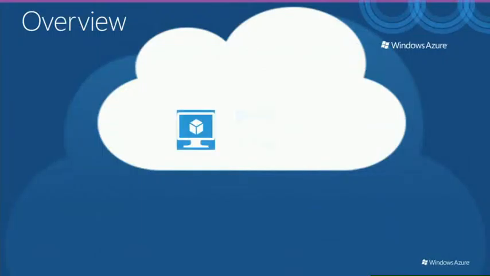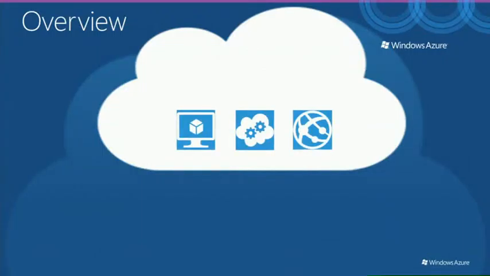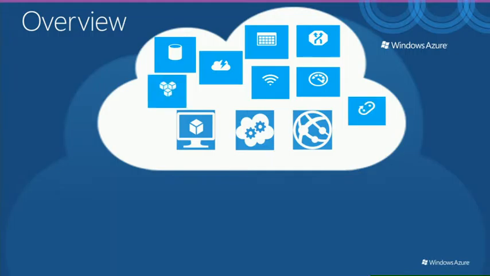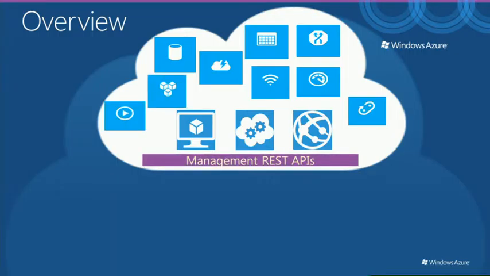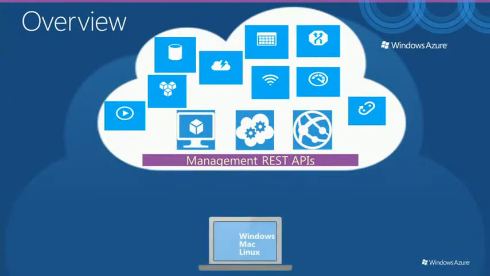So what does it mean to manage this disparate, or heterogeneous, set of services on Windows Azure? What we provide is a unified REST management API that acts as a proxy to all of the resources underneath the covers that allow management on Windows Azure. Whether you're using Windows, Mac, or Linux, you can talk through these unified REST management APIs and get very rich management and monitoring capabilities across all of these disparate services.